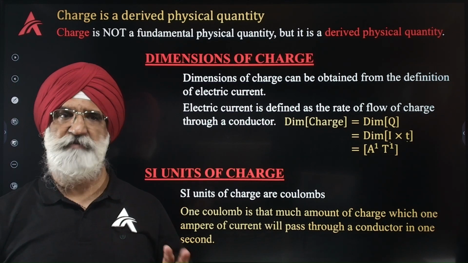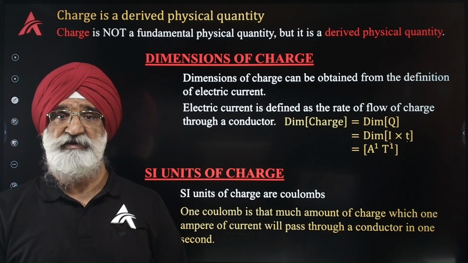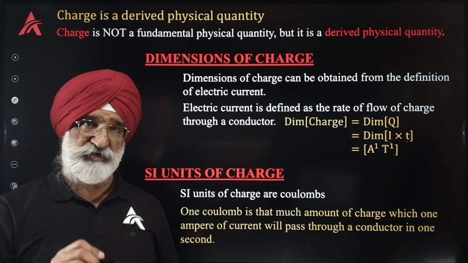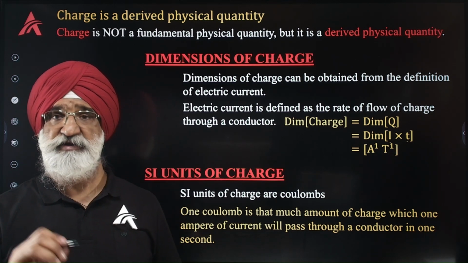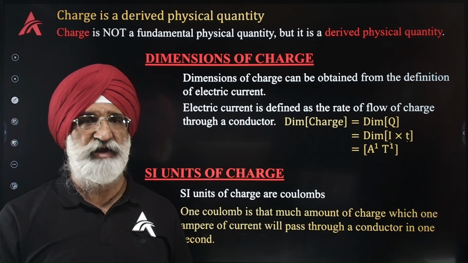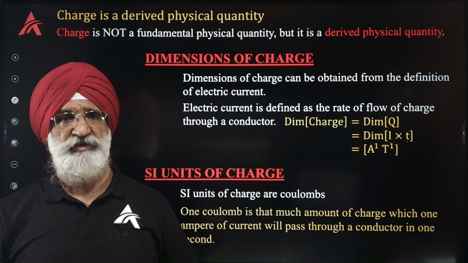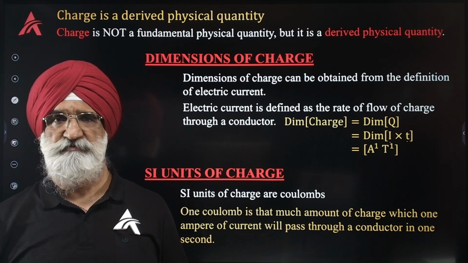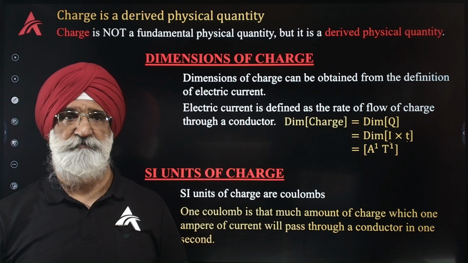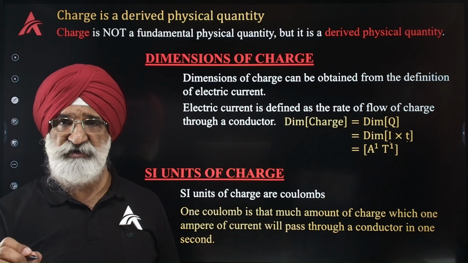Charge is not a fundamental physical quantity. We have done earlier in class 11th that there are 7 fundamental physical quantities. They are mass, length, time, temperature, amount of substance, that is mole, current, and luminous intensity. We do not have charge included in the fundamental physical quantities. Then what is charge? Charge is a derived physical quantity. Charge can be derived by using the concept of electric current and time.